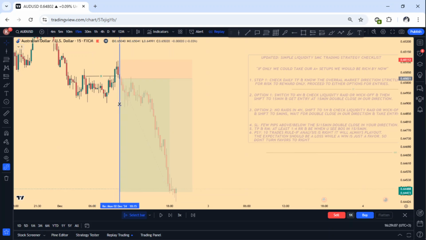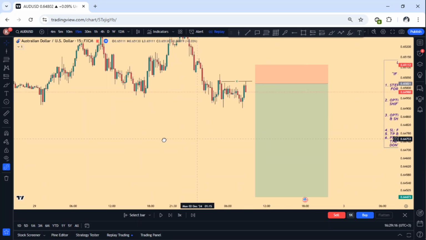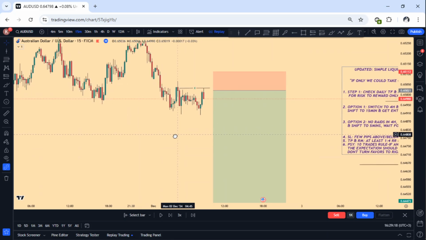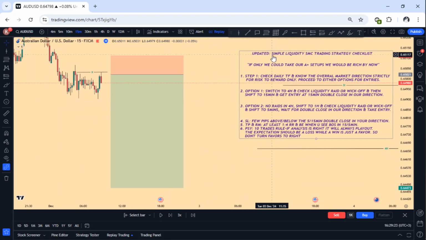So let's break this trade down very well so that you can see my thought process on how we find this liquidity point. You don't need to be marking so many things. This strategy is purely, as I've said, a simple liquidity SMC strategy checklist. You have the checklist. You just go to the daily time frame and check the overall market direction, strictly for high risk to reward only. Then you proceed to either option for entries.